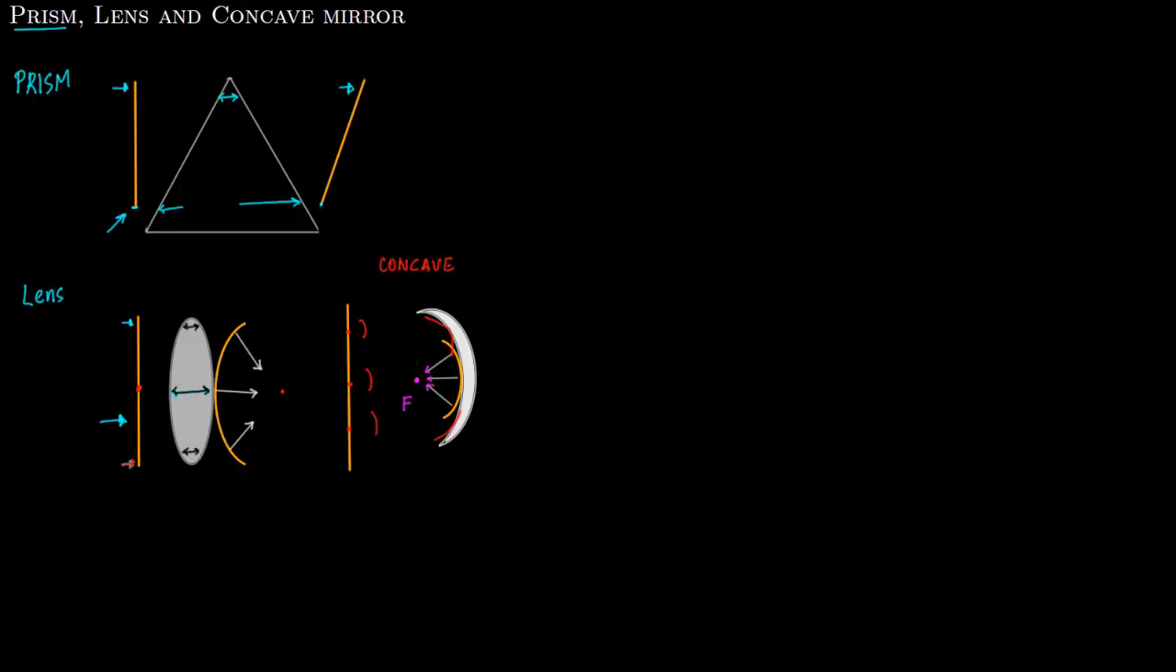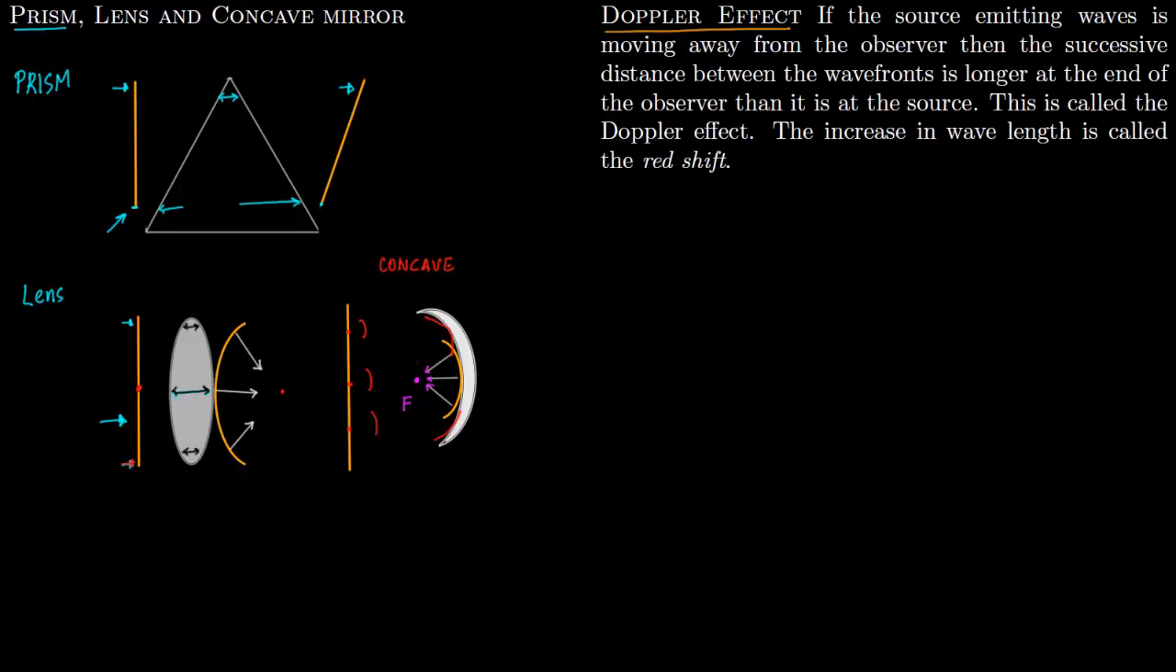Now we talk about the Doppler effect. Now the Doppler effect is useful for astronomers. It helps them find out whether two galaxies are moving away from each other. So the fundamental idea is this. Now there is a source which is emitting waves. So the source emitting waves is, say, moving away from the observer.